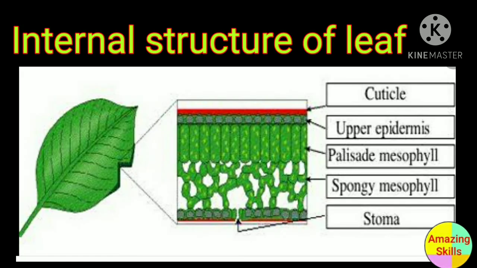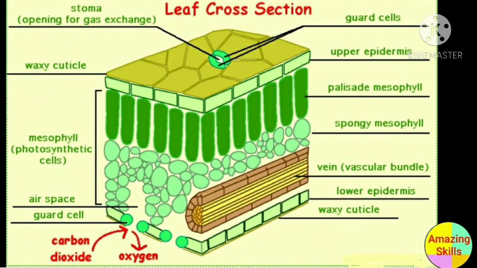Children, let us see the internal structure of a leaf. Children, here is a leaf cross section. You can see on top of the leaf the stoma, an opening for gas exchange. Next, waxy cuticle, and mesophyll, which is for photosynthetic cells. In between the mesophylls, air spaces and guard cells appear. So from the air spaces, carbon dioxide will be taken and oxygen will be released.